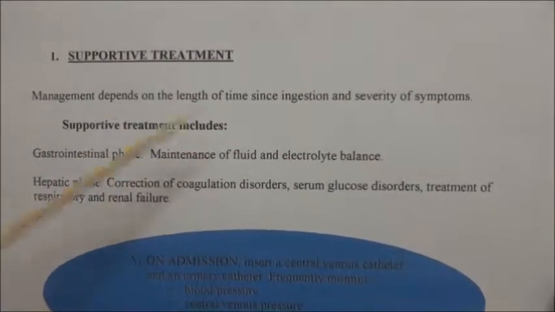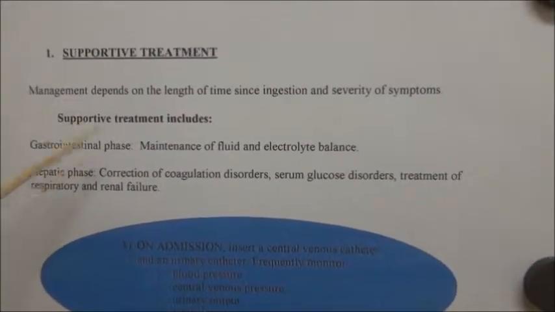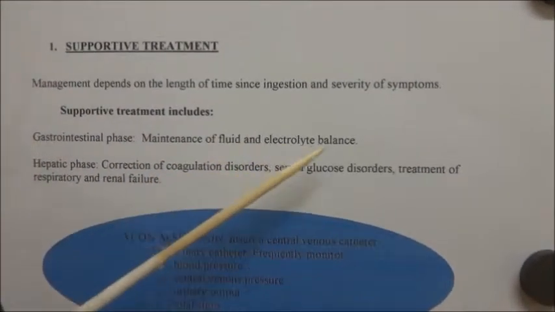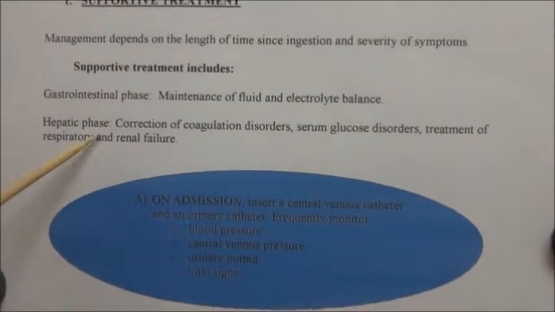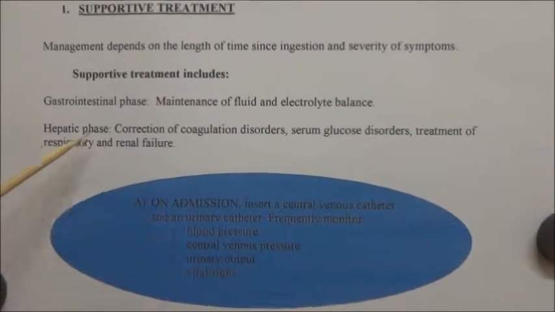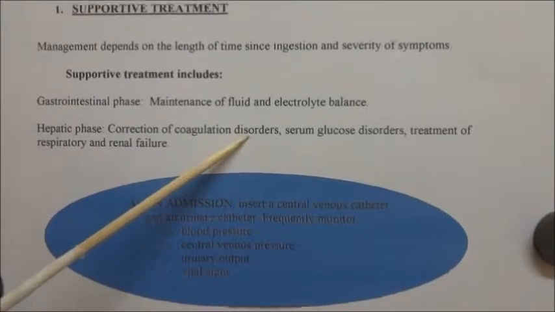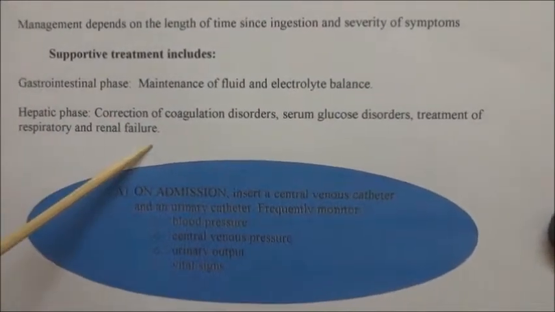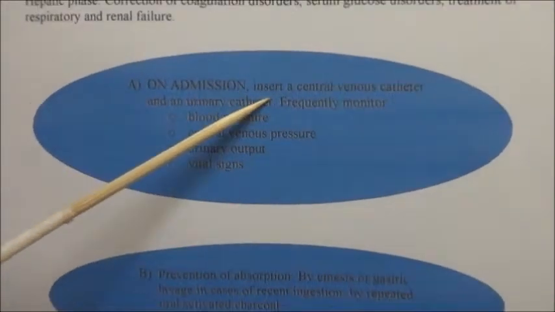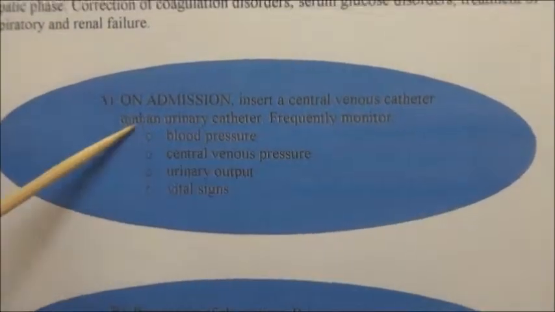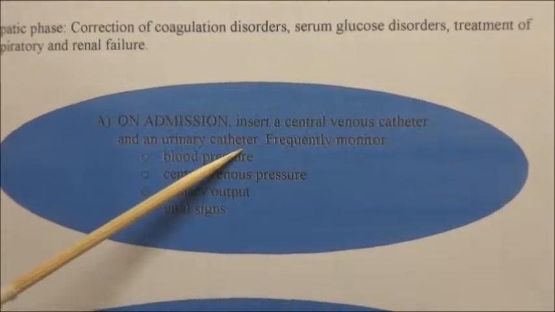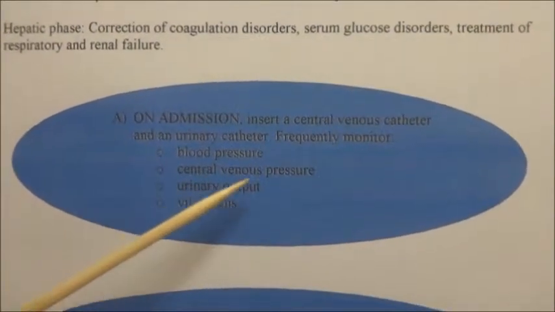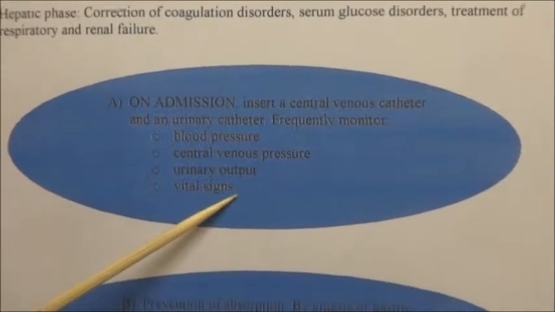Supportive treatment includes the gastrointestinal phase, which is the second phase of toxicity. We need to maintain the fluid and electrolyte balance. For the hepatic phase or third phase of toxicity, we need to correct coagulation disorders, serum glucose disorders, and treat respiratory and renal failure. On admission, insert a central venous catheter and a urinary catheter. Frequently monitor blood pressure, central venous pressure, urinary output, and also vital signs.